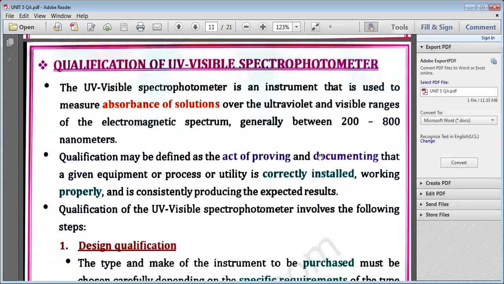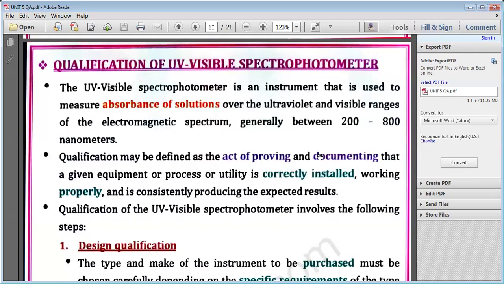And coming to the qualification of the UV-visible spectrophotometer. In the earlier classes, in part 1 of unit 5, when we discussed validation and qualification, there is a very narrow difference between qualification and validation. Validation is especially for procedures, methods, systems, utilities, and facilities, whereas qualification, which is a part of validation, is especially for instruments and equipment. So before discussing this qualification, we will discuss qualifying any equipment of our routine use.